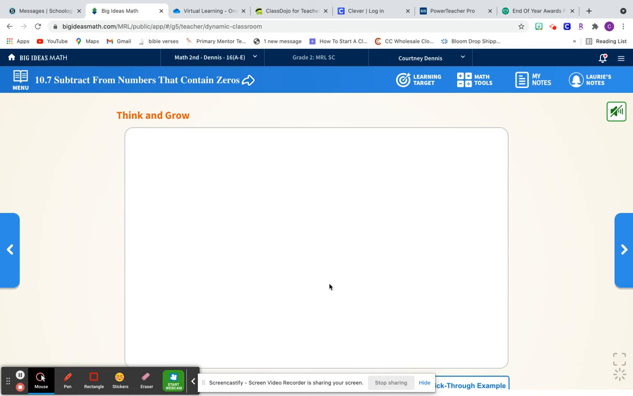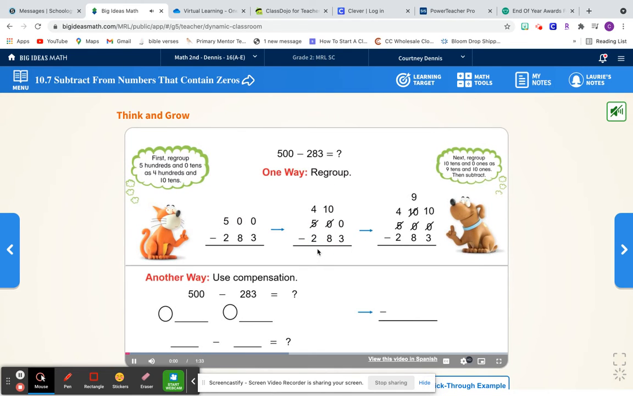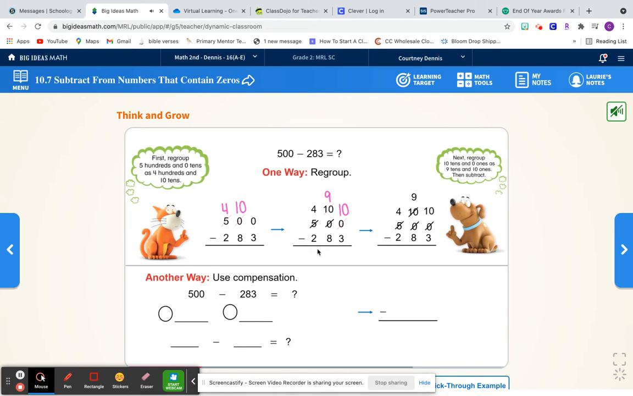All right, let's look at our Think and Grow. 500 minus 283 equals what number? One way, regroup. First regroup 500s and 0 tens as 400s and 10 tens. Next regroup 10 tens and 0 ones as 9 tens and 10 ones. Then subtract. 10 ones minus 3 ones equals 7 ones. 9 tens minus 8 tens equals 1 ten. 400s minus 200s equals 200s. So 500 minus 283 equals 217.